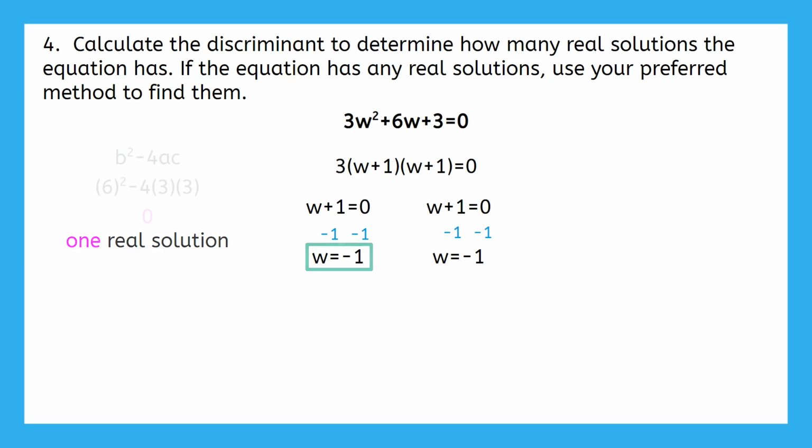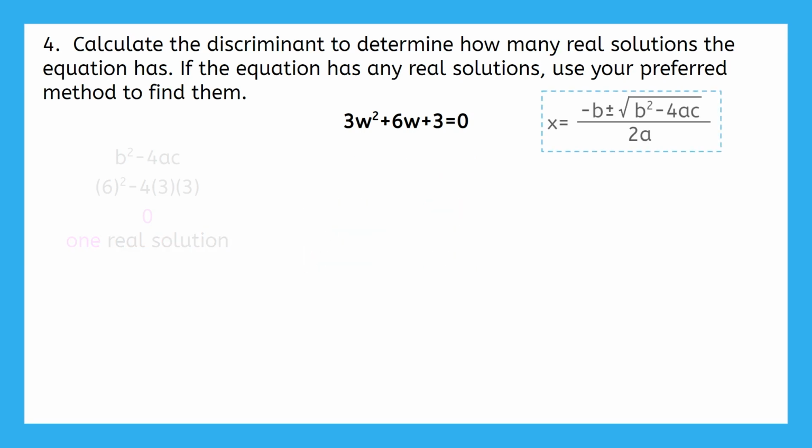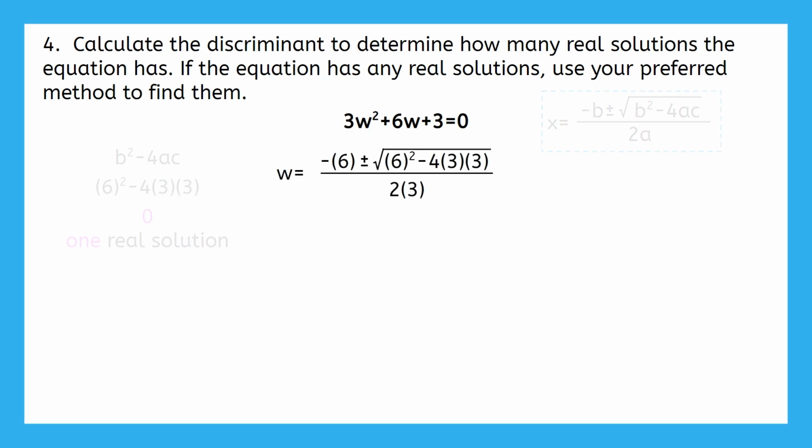Or maybe you preferred solving using the quadratic formula. If you used that method then, after substituting the a, b, and c values into the formula, you should have ended up with an equation like this. In the denominator grouping, 2 times 3 simplifies to 6, and then within the numerator grouping, we need to simplify the grouping under the radical symbol, which, from calculating the discriminant, we already know equals 0. The square root of 0 is 0, and the 6 inside the parentheses becomes -6.